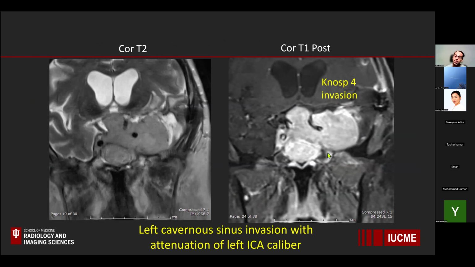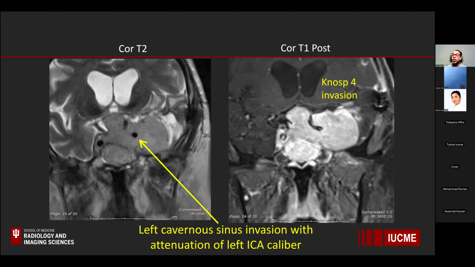And I'll show you a nice example of that here. Here's our pituitary gland, here's the mass, and you can see that this portion of the mass, all of this, is sitting lateral to that cavernous ICA. So this is frank Knosp grade 4 invasion of the left cavernous sinus. Just a beautiful example of cavernous sinus invasion.